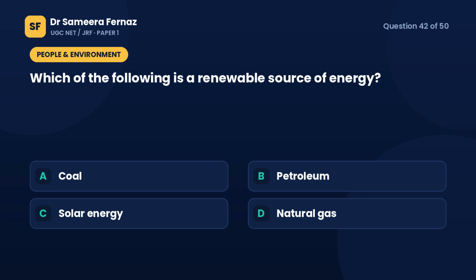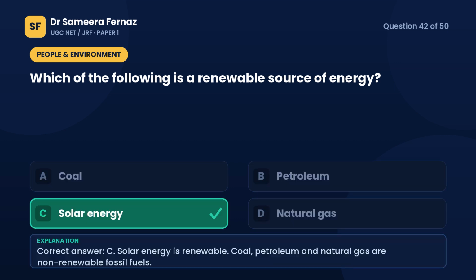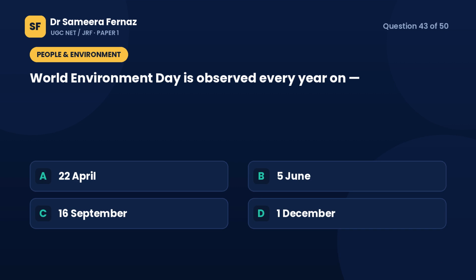Question number 41, people and environment. What is the main cause of global warming? So the answer is option A, the rise in greenhouse gases like carbon dioxide. They trap heat.